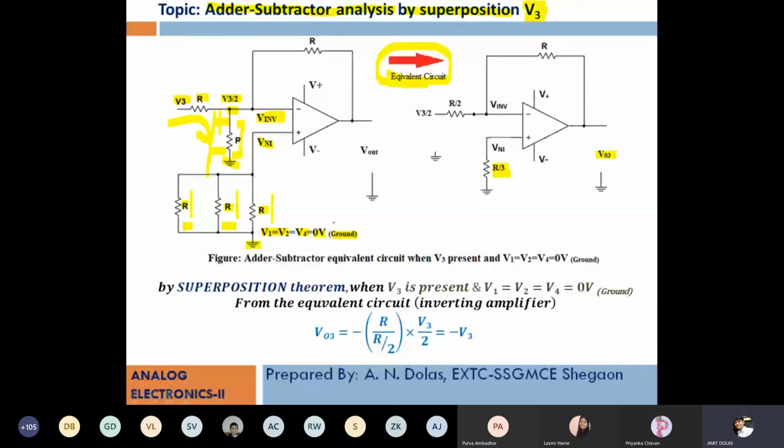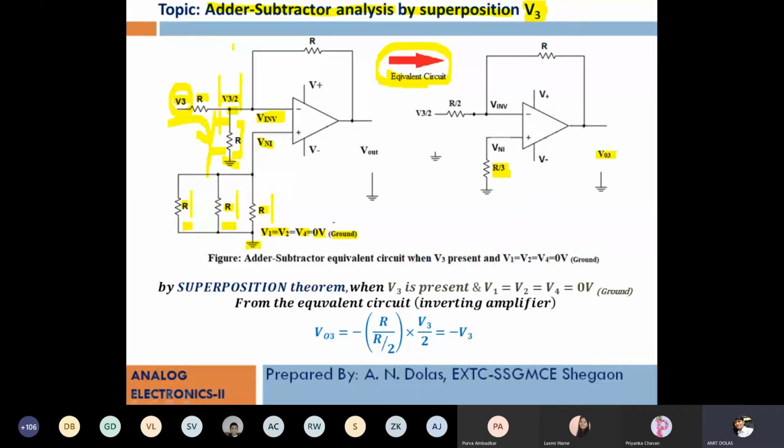So it will be what? R divided by R plus R. So it will be R upon twice R, which is nothing but 1 by 2 multiplied by the source. Source is V3. That's why the voltage at this terminal is V3 by 2. So V3 by 2 is the voltage.